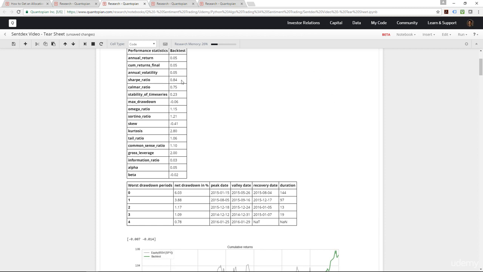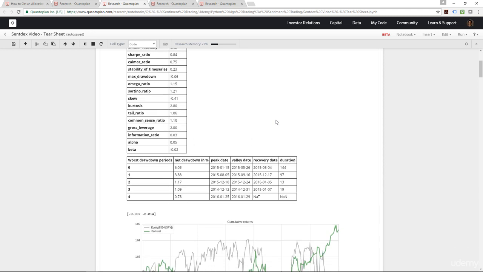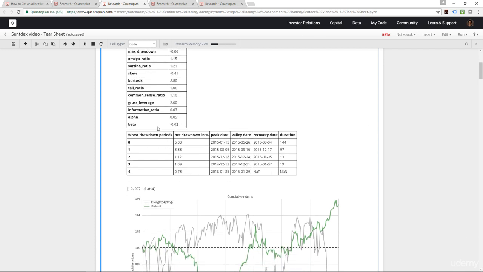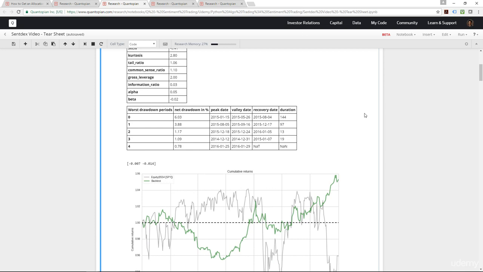Okay, so the Sharpe ratio is 0.84. The common is 0.75. The Sortino is better, it's 1.21. The skew is on the negative side, which is not very attractive in that sense. However, overall it still has an alpha of 0.05, 3%, and an information ratio of 3%. The beta, as I mentioned before, is very attractive, being absolutely neutral to the market.